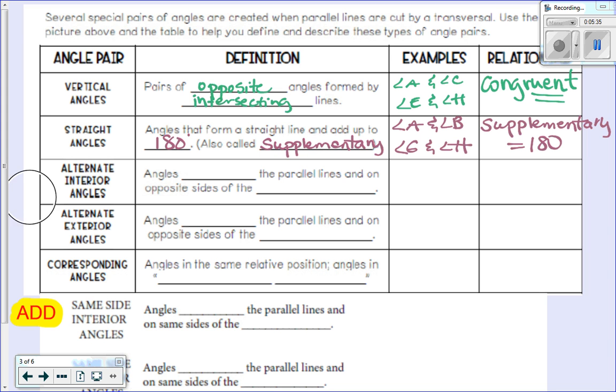All right, alternate interior angles. Alternate interior should give you a clue. Remember, we had the label interior, so now we kind of know where that location is. So alternate interior angles are angles inside the parallel lines and on opposite sides of the transversal. So let's see what that looks like.